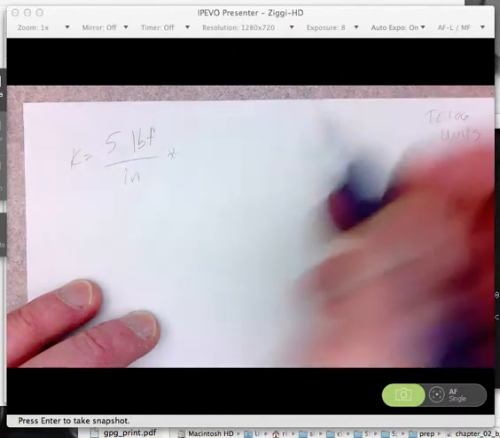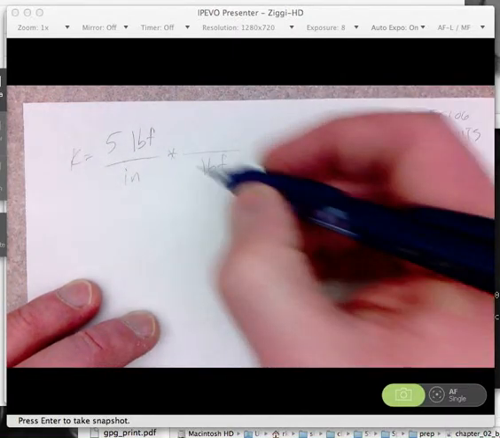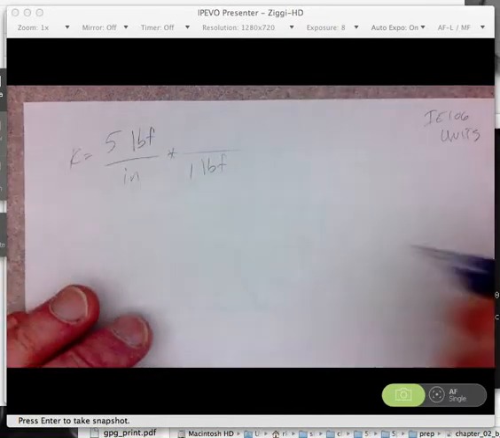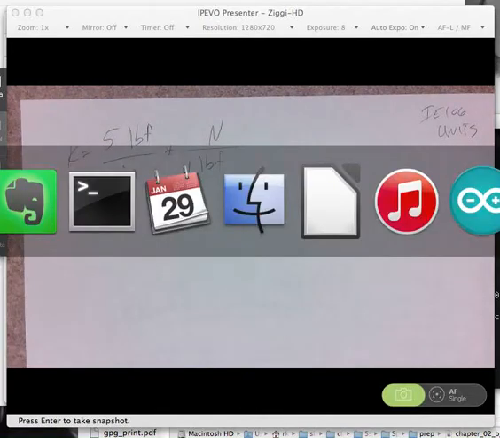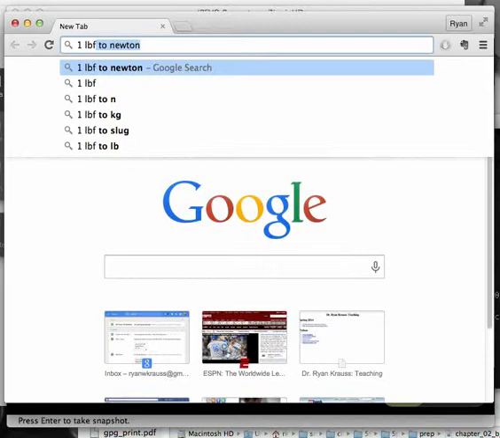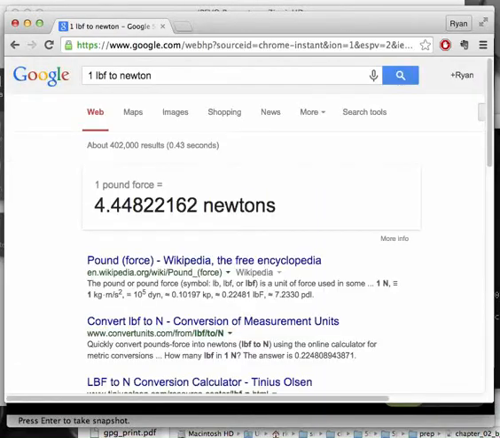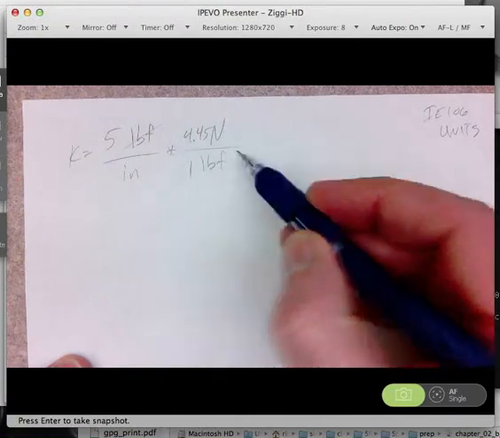So one of the things I'm going to do is make sure, for example, that lbf is here in the denominator. I'm going to have 1 lbf. I'm going to try to find out how many newtons that is. I'll give you a unit conversion sheet for the exam. But I'm going to specifically go over here and say 1 lbf to newton. And apparently, according to Google, the answer to that question is 4.45. And so, because this is a fraction, the lbf would now cancel with the lbf down here.